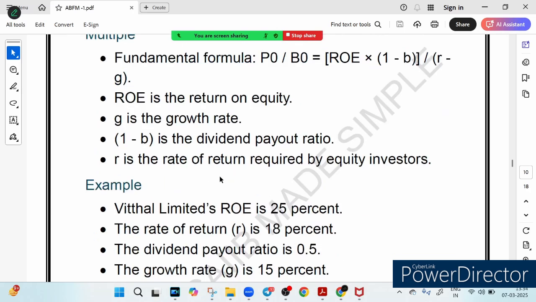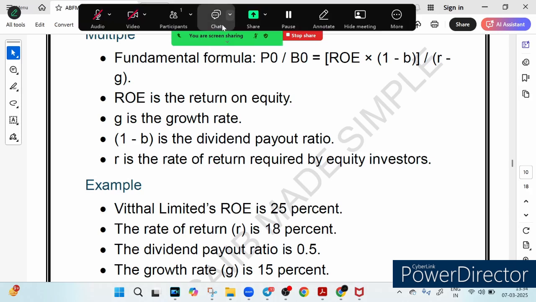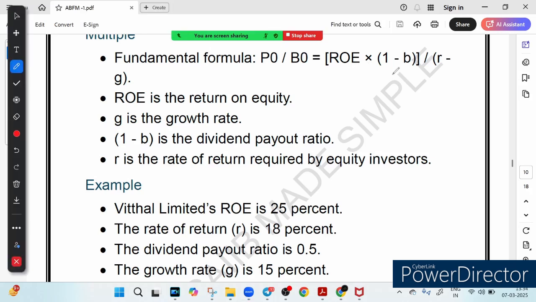So did you know that a company can report negative earnings and still have a valuable stock? This is where the P/B ratio multiple comes into play. Most investors focus only on profit, that is the P/E ratio, but the P/B ratio helps us understand a company's true worth based on assets. So the formula of P/B is, you can see, ROE into (1 minus b) upon r minus g, right? Sounds complex, don't worry.